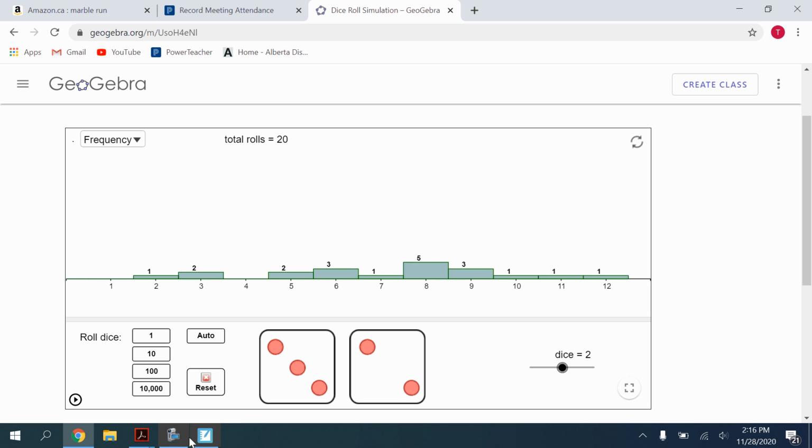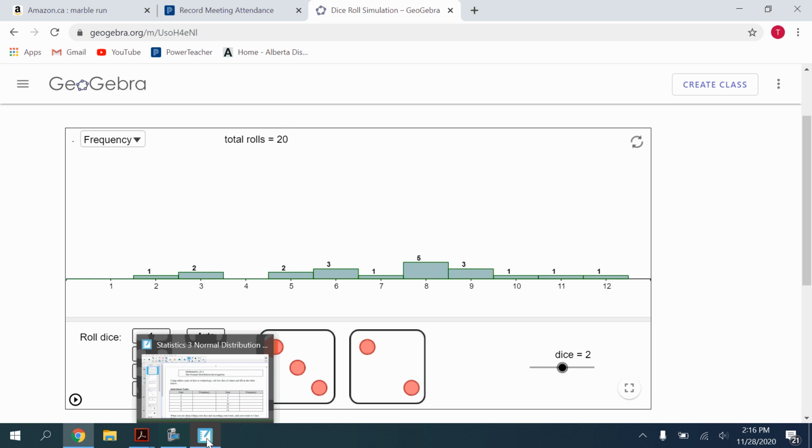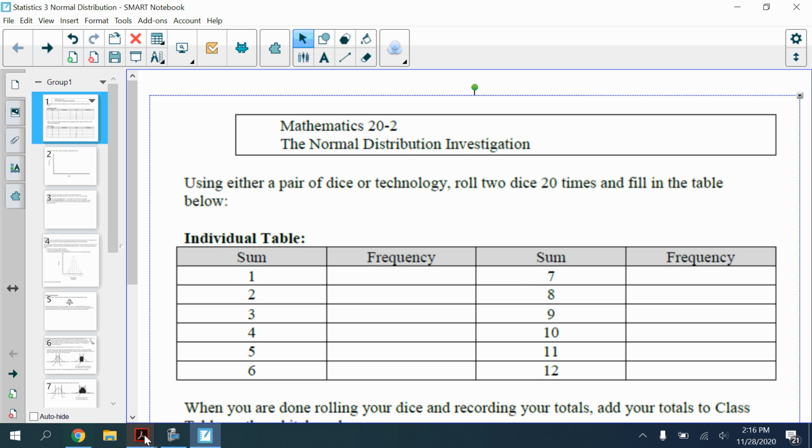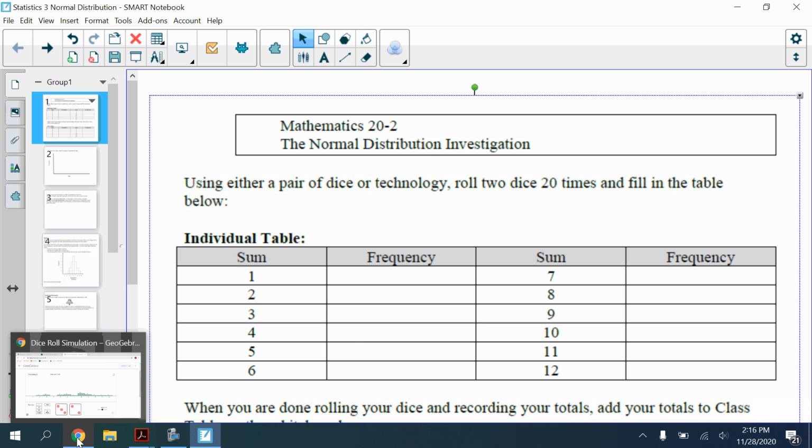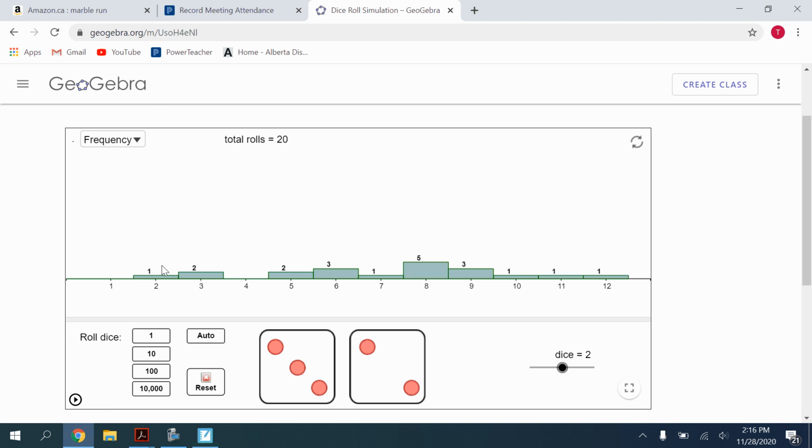For my table, I would put in the sums of each of those. I can't do it with the 2 different screens, but for a sum of 2, I would put 1. For a sum of 3, a frequency of 2, so it happened twice. For 4, you see I didn't get any. For 5, I got 2. For 6, it happened 3 times. For 7, once. For 8, 5 times, and so on. And that was my 20 rolls.